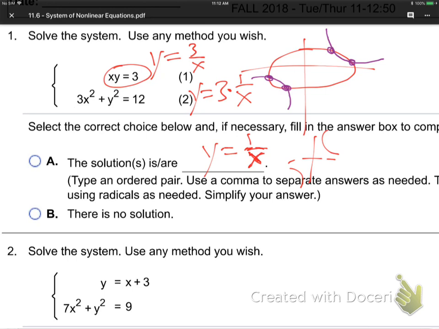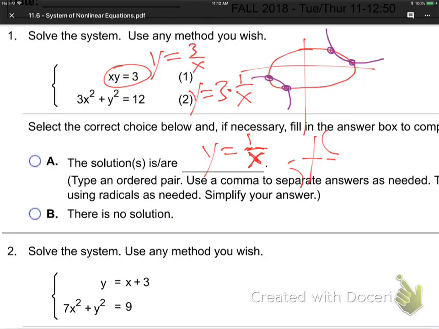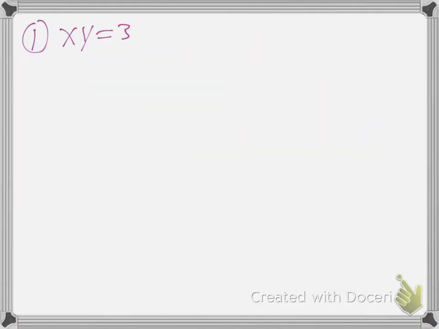Should be 4 answers. All right, so let's get down to actually finding those 4 answers now. So let me rewrite it here with a little more room. X times y is 3, and 3x squared plus y squared is 12. So what do you think? We got to solve 2 equations at the same time. It's a little more complex than just lines.